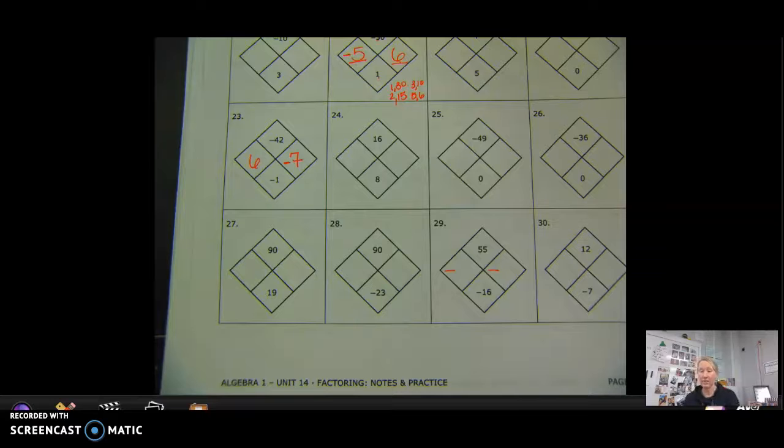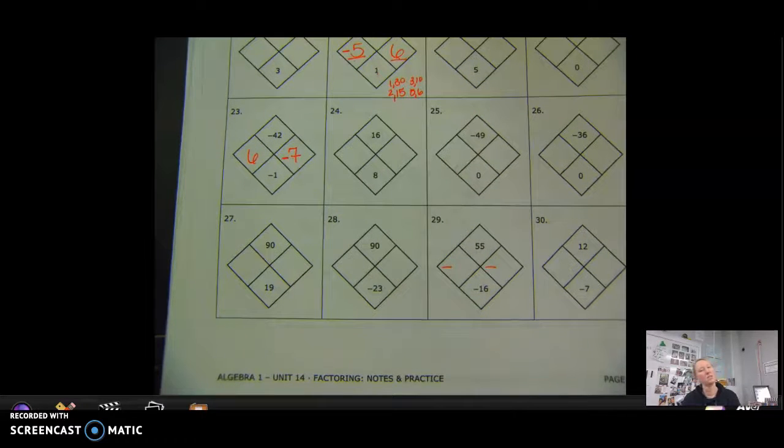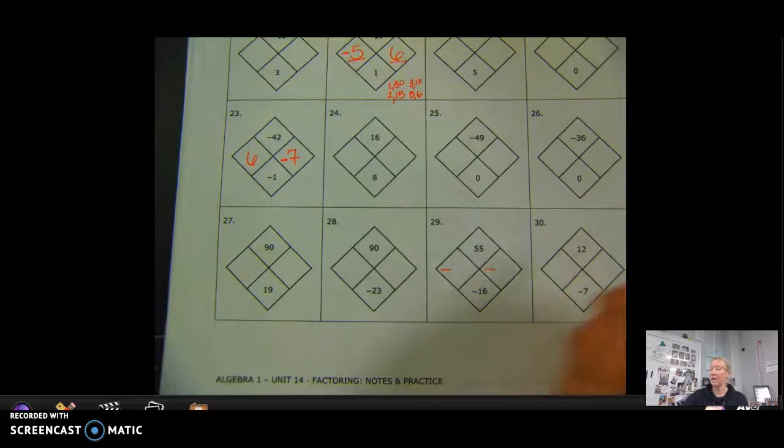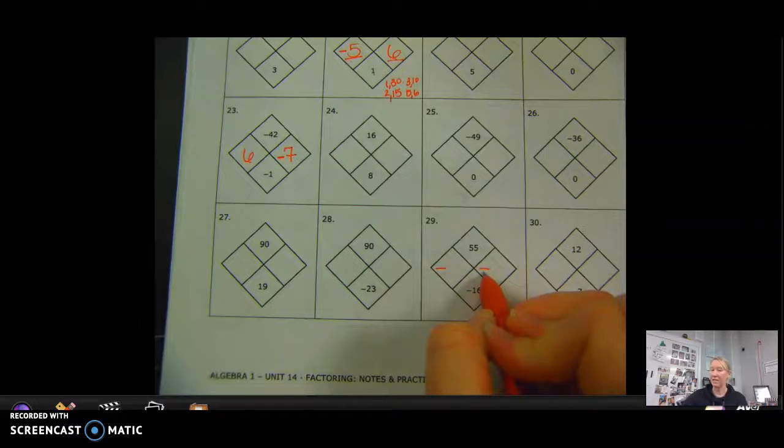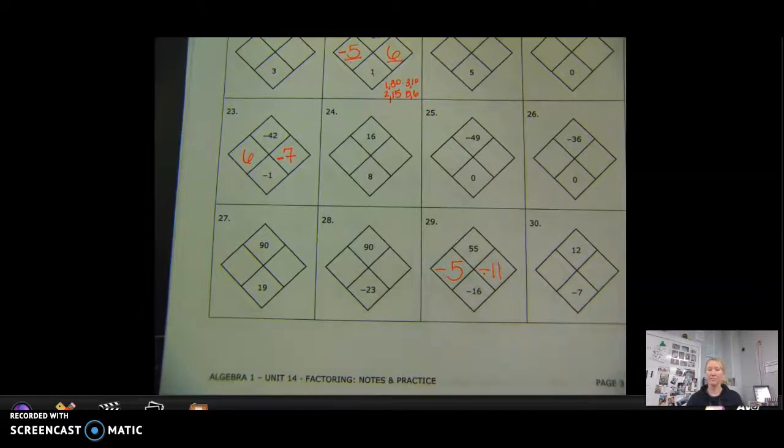So 1 times 55 gives me 55, but that doesn't make 16. 2 doesn't go into it. 3 does not go into it. 4 does not go into it. 5 does go into it. 5 and 11. And some combination of 5 and 11 does make 16. But remember, we have to have a negative and a negative. Is it true that a negative 5 and a negative 11 makes negative 16? I'm right here at 0. I'm going to go back 5, and then I'm going to go back 11 more, which does give me negative 16 when I add.